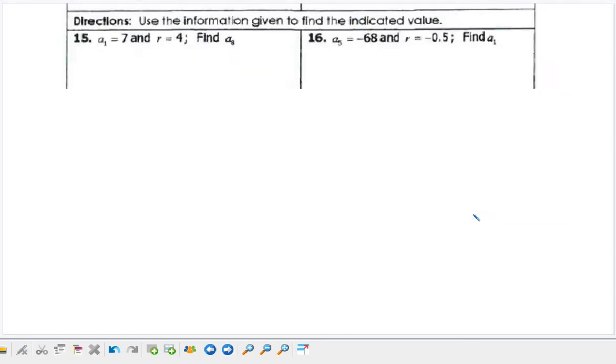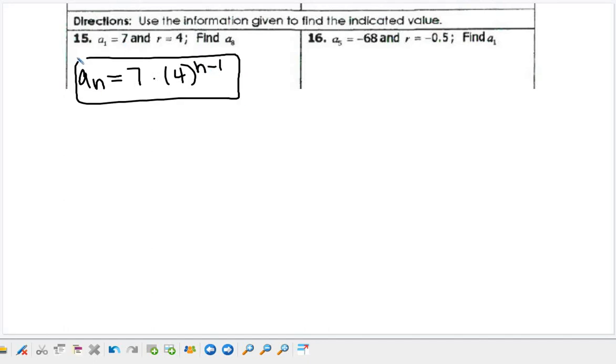So number 15, this gives us different pieces of information. It doesn't give us the sequence. It just gives us information about the sequence. So this is perfect because a sub n is equal to the first term times the ratio to the n minus 1. So I have my rule.